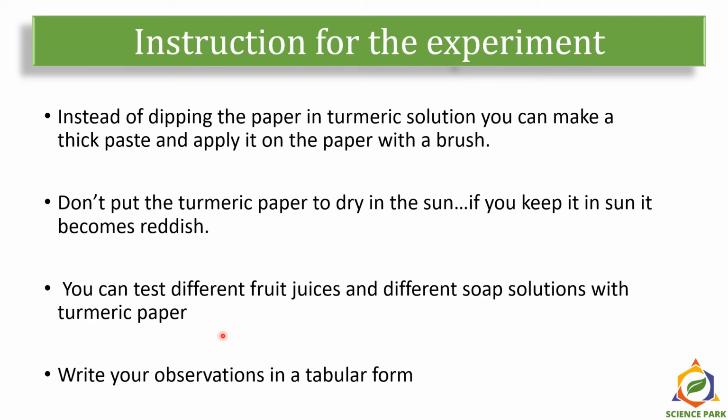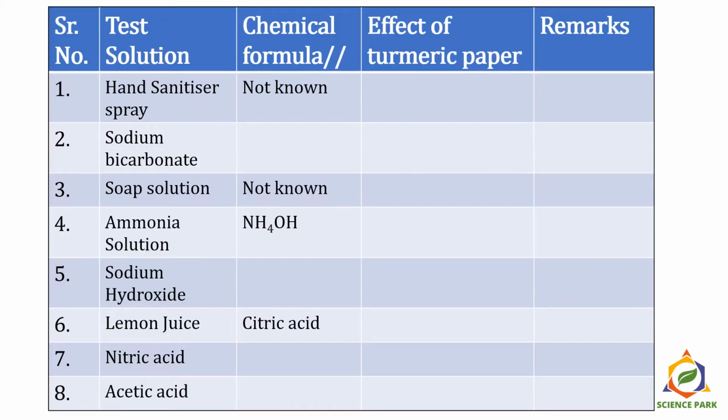You can test different fruit juices and different soap solutions with turmeric paper. Write your observations in a tabular form. You have to repeat the experiment with the substances around you which intrigued you, and then tabulate your observations in a table like this. Here I have shown, first we tested hand sanitizer.